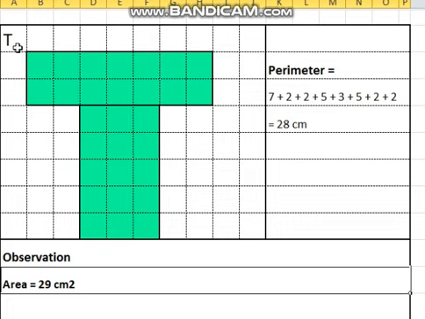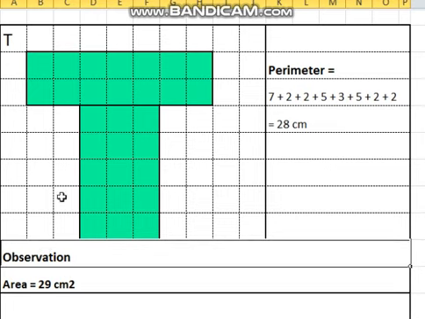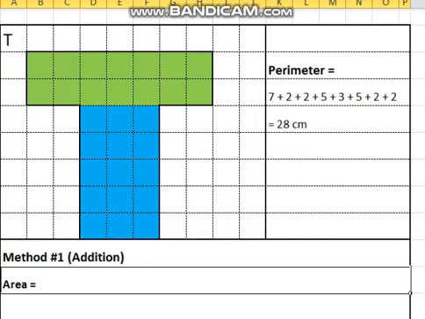So that's why I ask you to start counting from here. It will be helpful for you to know where the starting point is, because the starting point is also the ending point. Now let's do the area by observation. 7 times 2 is 14, and then this one 3 times 5 is 15. So 14 and 15 is 29, right? That is actually the first method, by addition. I'll show you this one now.